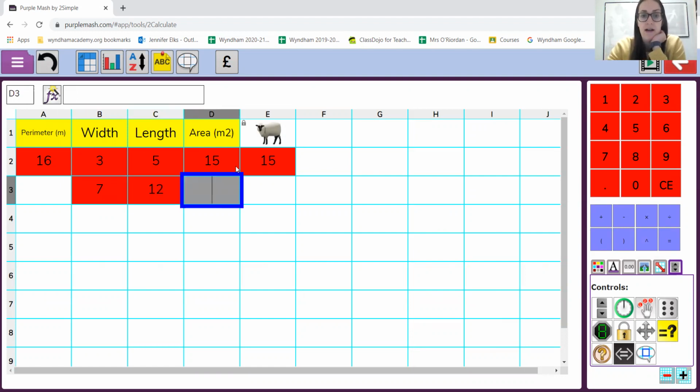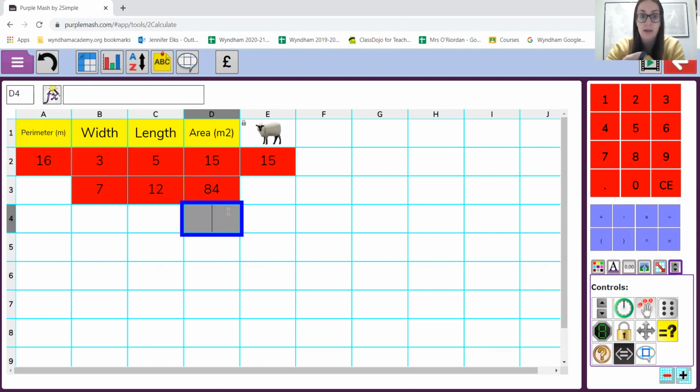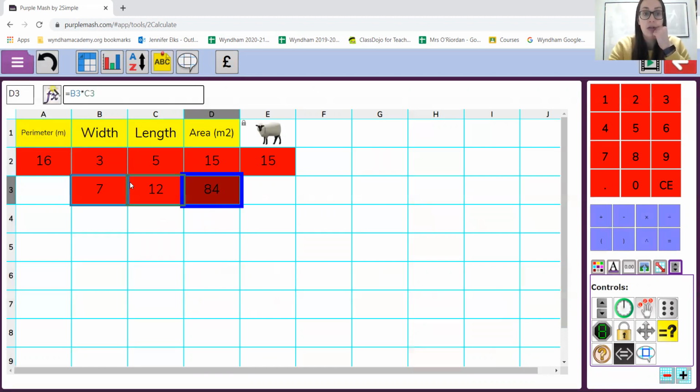What would the formula need to be to work out the area? Well, it's going to be equals, and then it's going to be B3 times C3. But remember what we did last week? You can just drag and move the formula down. Because in moving the formula down, you see that what it's done is it's gone to the next row. So rather than it being B2 and C2, it's now B3 and C3.